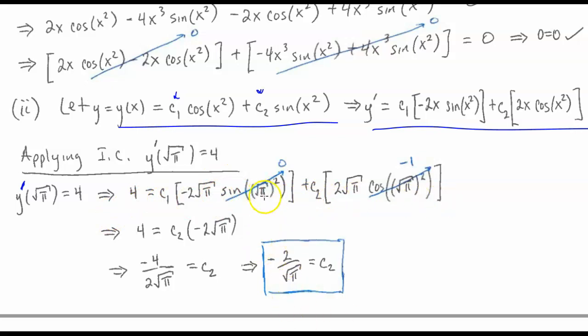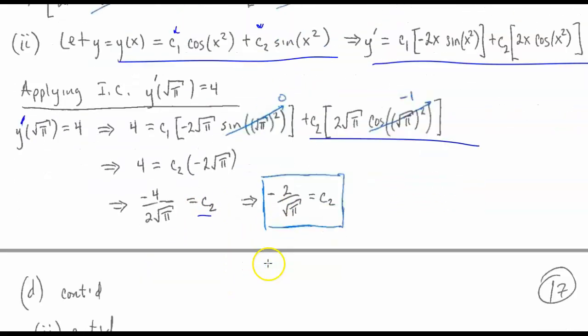Of course, square root of pi squared is just going to be pi, and sine of pi is going to be 0. Same deal with cosine: square root of pi squared is pi, and cosine of pi is -1. So from that, we see that this whole first term goes to 0. All we're left with is this second term. And then, of course, we just solve for C2. So C2 ends up being -2 divided by square root of pi.